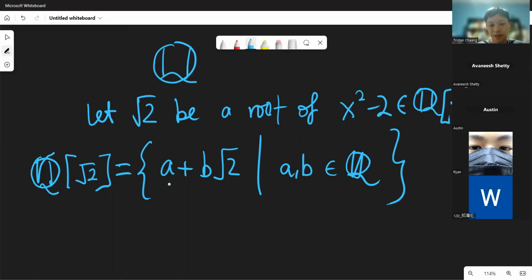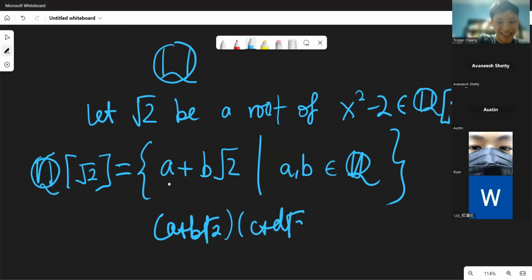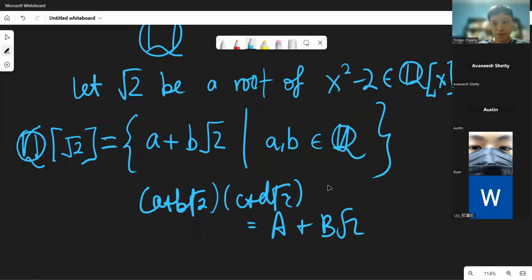If we add two things in this form, we obviously get another number of this form. If we subtract, same thing. If we multiply two numbers of this form, remember that square root 2 is a root of x squared minus 2, which means if I square this element, I get 2. So if I multiply two numbers in this form, you just expand everything and collect the rational terms together. You should get some rational number plus another rational number times square root 2. Hopefully you can see that.